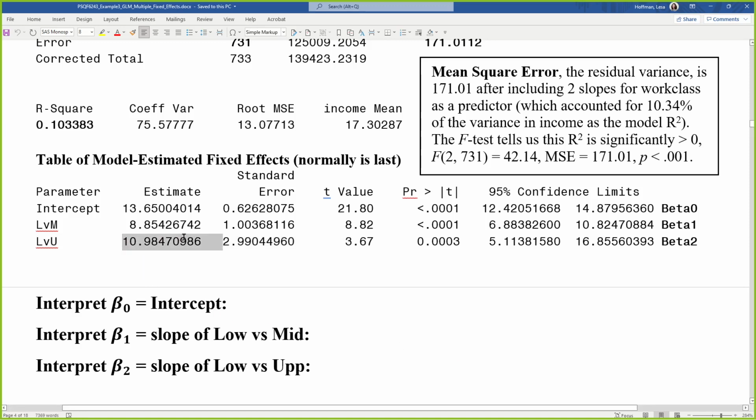So 10 is my slope. 10 is a positive number. That means people in the group coded 1 are higher on their outcome than people in the group coded 0. In this story, people who put themselves into upper class as the 1 for my predictor are higher on average by 10.98 than people who put themselves into the low group as the 0. If the true slope were 0, how often would I find a slope as big as 11? Less than 0.03% of the time.